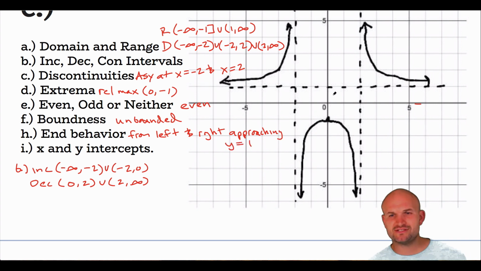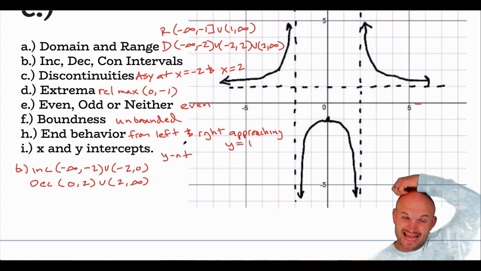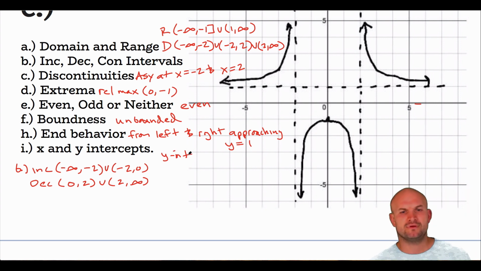And then x and y intercepts, we can see that the only thing that's going on here is a y-intercept. The graph does not cross the x-axis at all. So we have a y-intercept, and that's going to be at (0, -1).